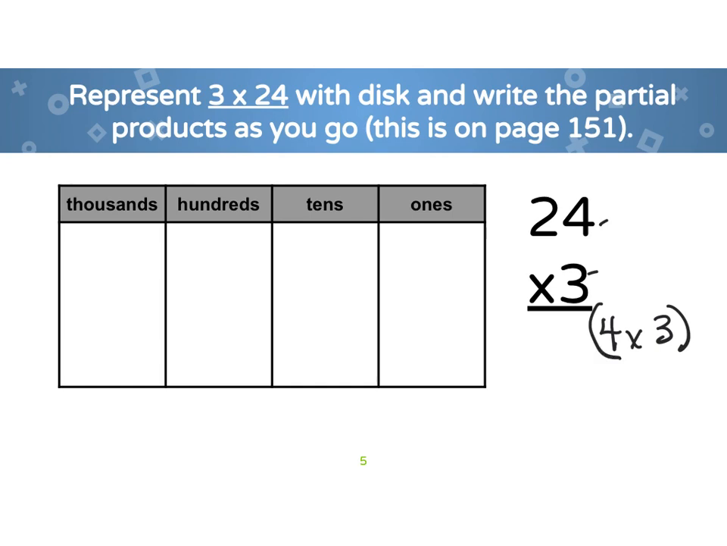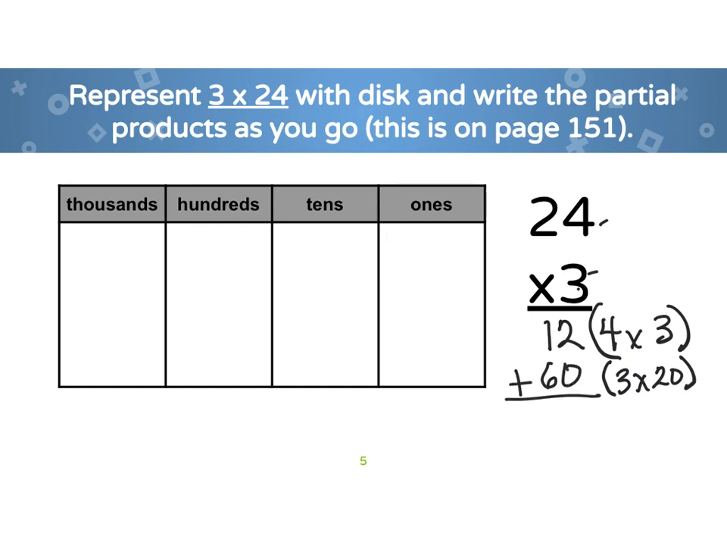3 times 4 ones, I'm going to write out my answer there, is going to be equal to 12. My second partial product is going to be 3 times what? 2? No. 3 times 20, because I have to remember that that is in the tens column. So I'm going to write 3 times 20, or I could write 3 times 20 times 3. It doesn't matter. So 3 times 20, I know that would be 3 times 2 is 6. 6 what? 6 tens. So my answer would be 60.